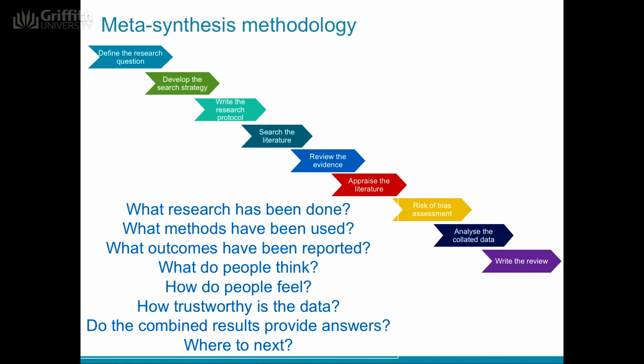Again, a metasynthesis methodology is the same sort of process: research question, search strategy, research protocol, searching literature, reviewing the evidence, appraising the literature, doing a risk of bias assessment. For a risk of bias assessment for a metasynthesis, we're really looking at what sort of conflicts or what sort of bias might there have been in the way this data was collected.